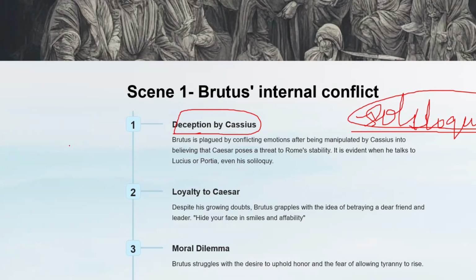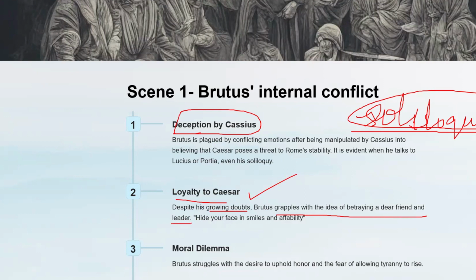Okay, all right, so we see this, and we also see his loyalty to Caesar. His loyalty to Caesar means, of course, he knows that he's a dear friend, and despite his growing doubts, he grapples with the idea of betraying a dear friend and a leader.